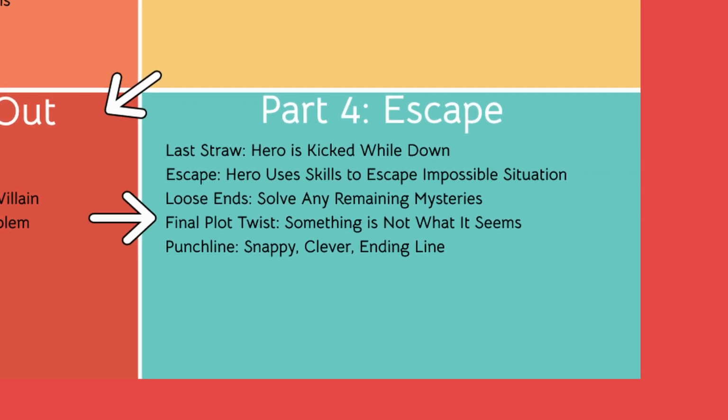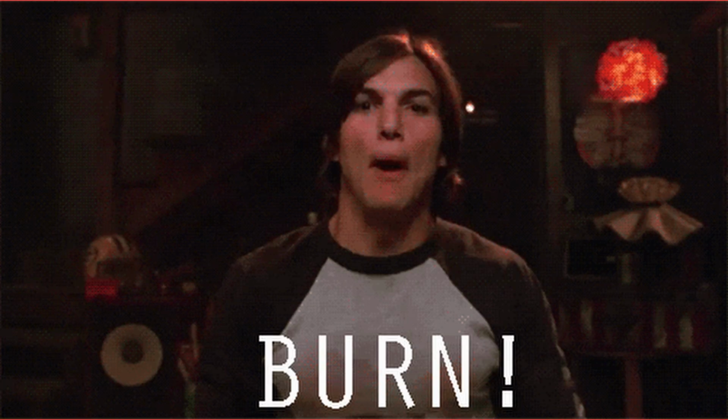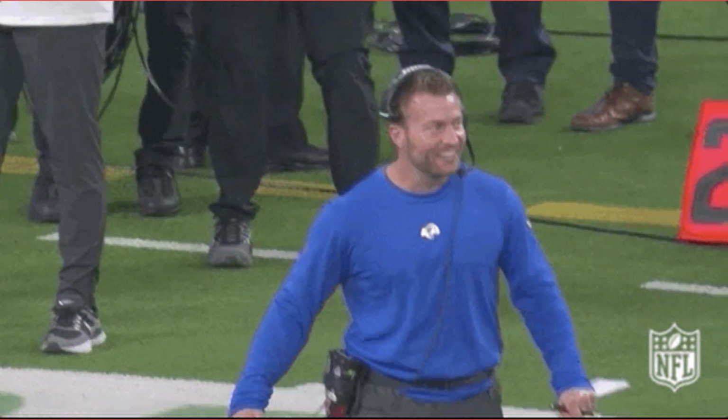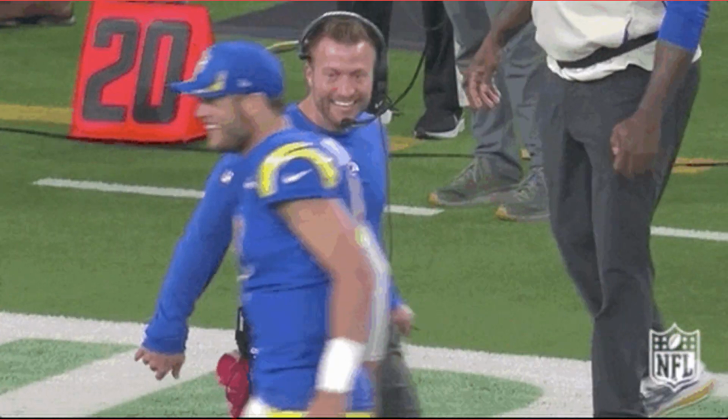Part 4, the final 1,500 words, is called Escape and Resolution. It includes the last straw, where your hero is kicked while they're down. Escape, where the hero uses their skills to defeat the villain and escape the seemingly impossible situation. Loose ends, where everything is tied up. A final plot twist makes the reader gasp, and the story ends on a punchline, something clever and snappy and full of charm and character. Pulp fiction is long gone, but short stories are alive and well, and this could be a great framework to help you write extremely addictive stories.